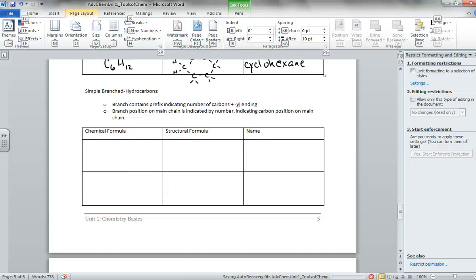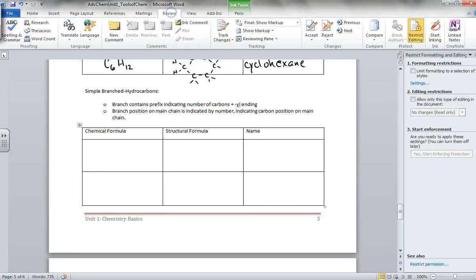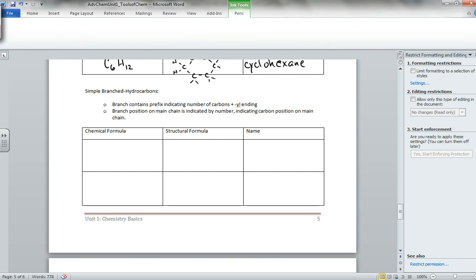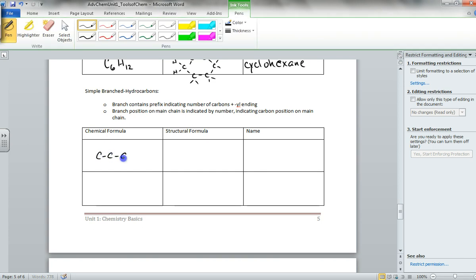And lastly, what we're going to do is just add some branches to these substances. We're going to take these same hydrocarbons and, instead of having a straight chain or a simple ring, we are going to put some side branches on it. So let's say that we had a substance that had a total of 6 carbons in a straight chain. And to this chain, we are going to add 1 single carbon branched off.